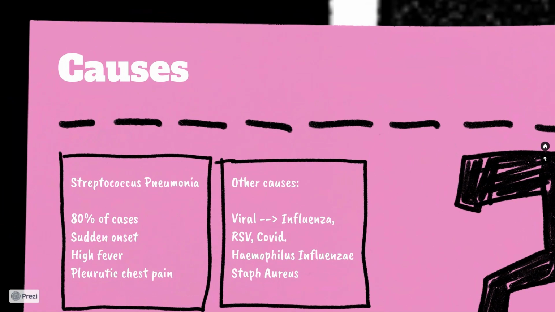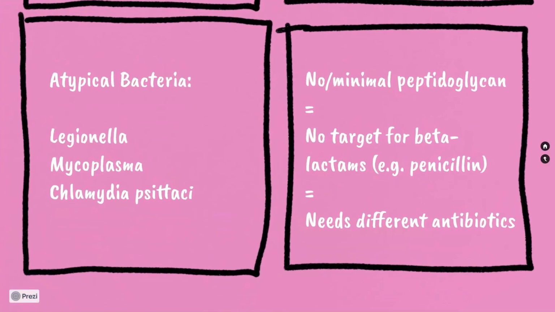There are also atypical causes of community-acquired pneumonia such as Mycoplasma, Legionella and Chlamydia. These organisms are atypical as they cannot be gram-stained due to a lack of a peptidoglycan layer within their cell wall, or a very small layer. As beta-lactams such as penicillin target this cell wall structure, we know that penicillins are not effective in this group and we need to consider alternative antibiotics such as tetracyclines, for example doxycycline, or macrolides, for example clarithromycin.